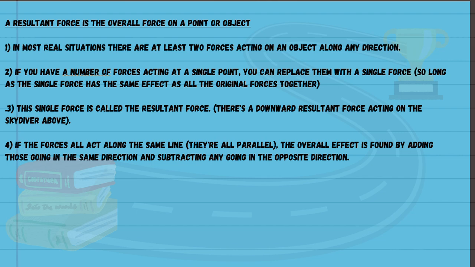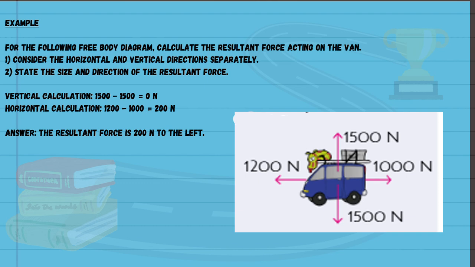If the forces all act along the same line, they are all parallel. Then the overall effect is found by adding those going in the same direction and subtracting any going in the opposite direction. For example, for the following free body diagrams, calculate the resultant force acting on the van. Consider the horizontal and vertical directions separately. State the size and direction of the resultant force.